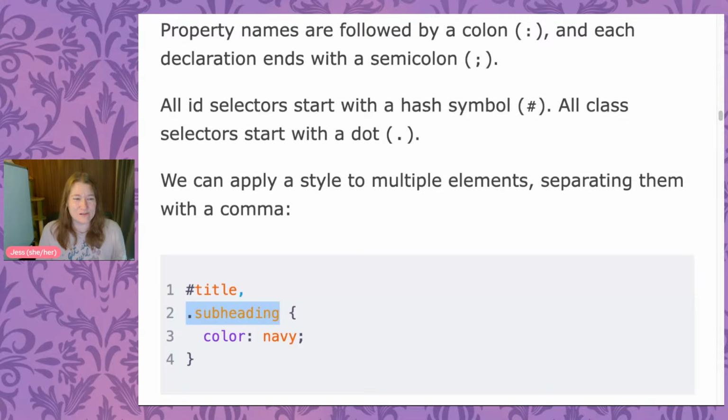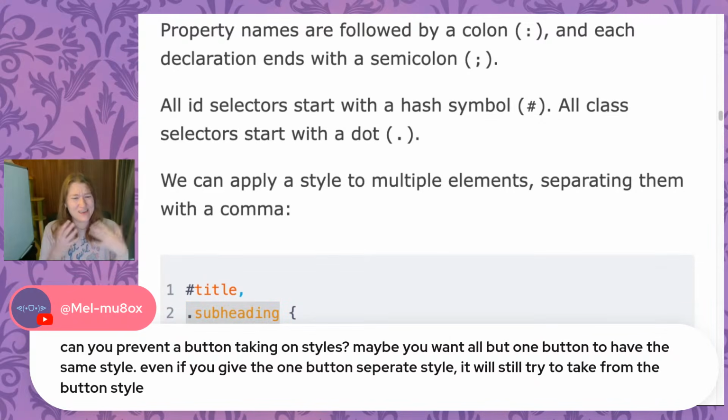I see a really good question. Mel's asking, can you prevent a button from taking on styles? Maybe you want all but one button to have the same style. There are a couple of different ways you could do this. Say I'm using the type selector and I want all of my buttons to be purple, except for one of them. I want it to be bright blue because that one's special. That one's important.